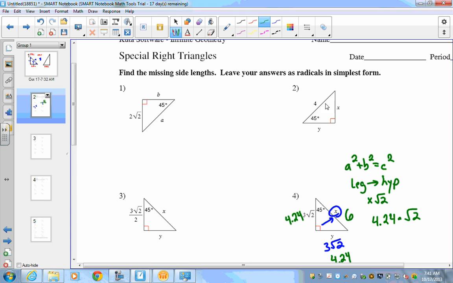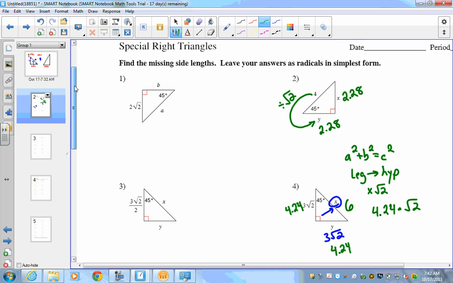All right, let's look at question number 2. Once again, I'm dealing with a 45, 45, 90-degree triangle. This 4 is the hypotenuse. I've got to get to the leg, which means I'm going to be dividing by radical 2. So when I do that, 4 divided by radical 2, I get 2.83, which means my leg is 2.83 as a decimal. So that is a 45, 45, 90-degree triangle.